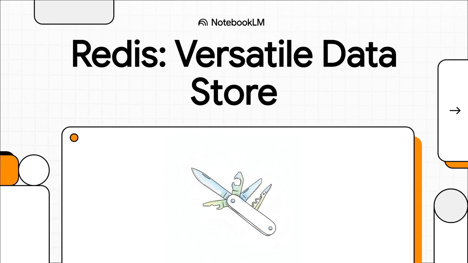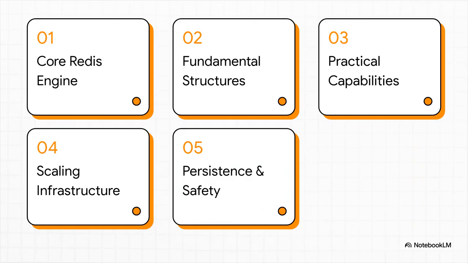We're going to break down exactly why it's so incredibly versatile, how it manages to hit those blazingly fast speeds, and how it scales up to handle literal mountains of data. Here's our roadmap for today. 1. The core Redis engine. 2. Fundamental data structures. 3. Practical Redis capabilities. 4. Scaling the infrastructure. And finally, 5. Persistence and data safety.